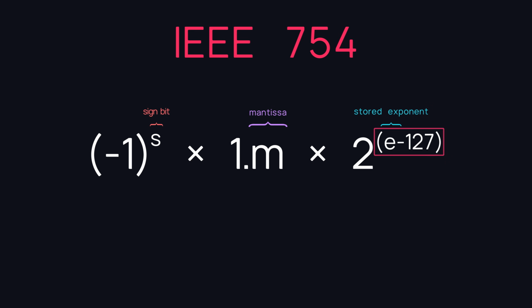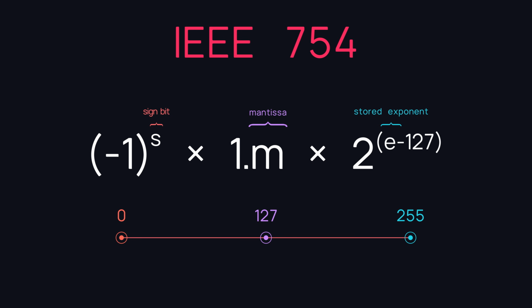Now you might think, why are we subtracting 127 from here? Here's the hint. 127 is exactly halfway between 0 and 255. Pause the video for a moment and tell me in the comments why you think IEEE 754 does this. We'll come back to this a little while later. For now, let's get back to our original example.